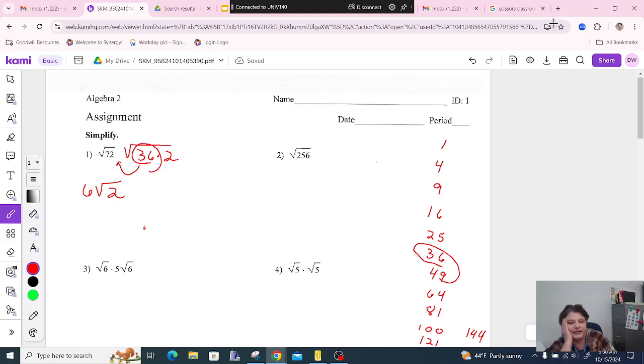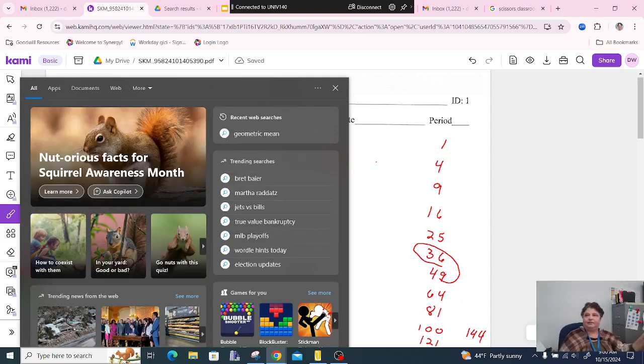Okay, 256 actually is a perfect square. If you put that in your calculator, what do I get? 16. So how do I multiply? What do I know when I multiply two square roots that look exactly the same? What happens? It just cancels the radical, right?